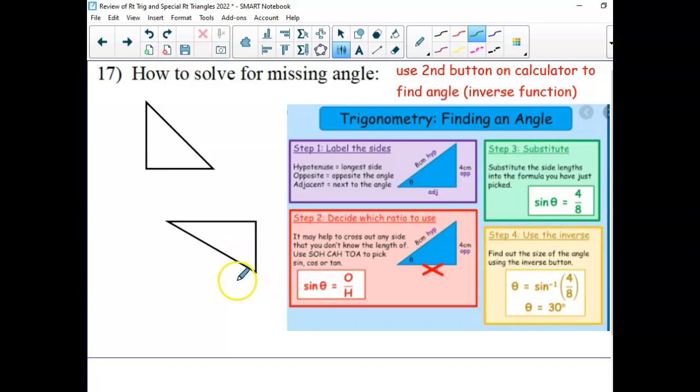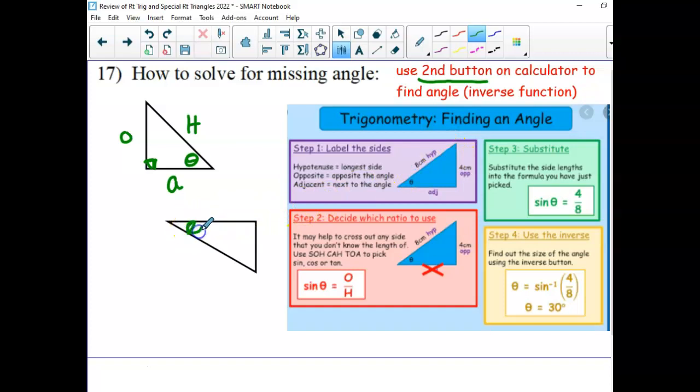When you are missing an angle, okay, so if I want to find, say, this angle down here, again, I might know this is the 90. I'm looking for this acute angle. I might know this opposite, this hypotenuse, or this adjacent. And what I'm going to do is undo or solve for the angle. So we're going to use the second button on our calculator to use what's called the inverse function.